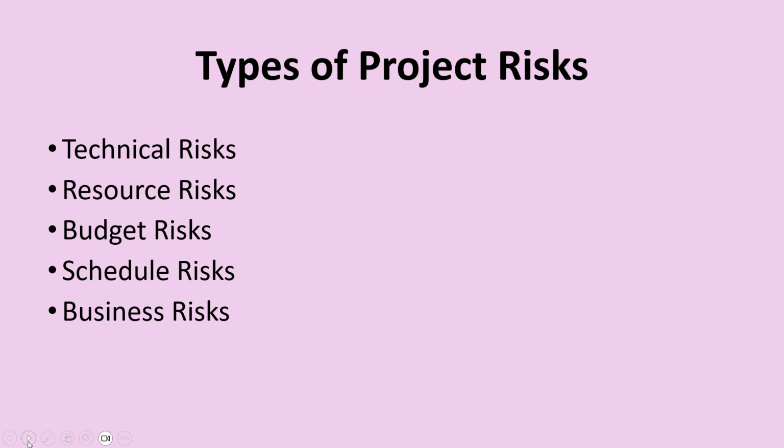Next is the resource risk. It occurs when key team members become unavailable. For example, a key developer resigns or goes on long leave during the project. Next is the budget risk. It arises when project costs exceed the estimates. For example, the project cost increases because additional resources are required.